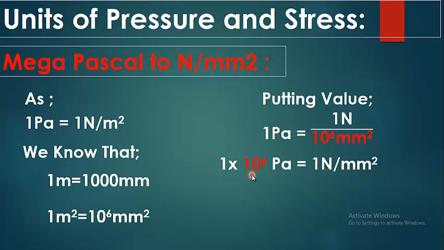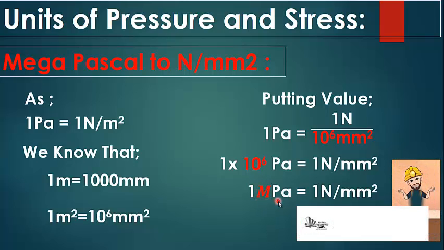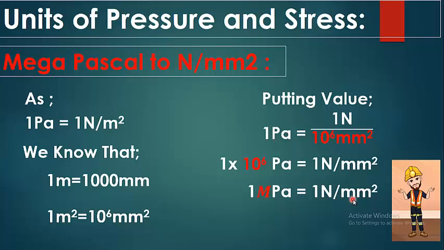Now what is 10 raised to the power 6? It is mega. The value of mega is 10 raised to the power 6. So in this way, 1 megapascal will be equal to 1 Newton per millimeter square.